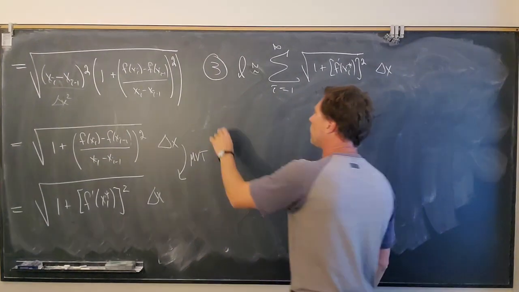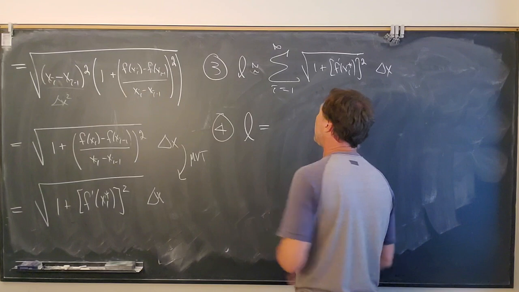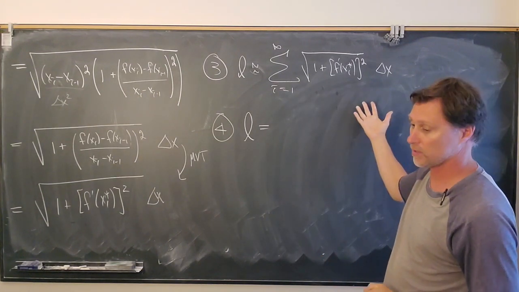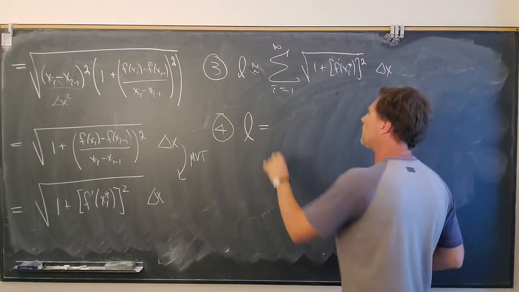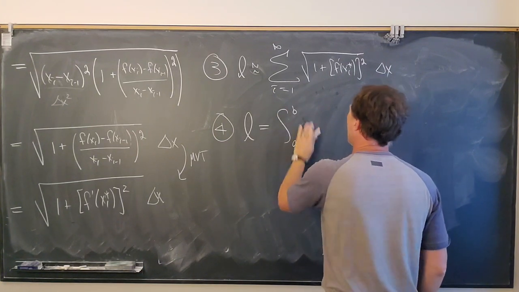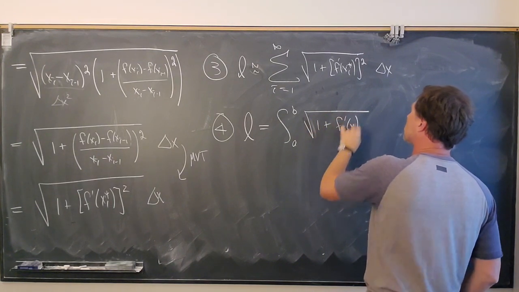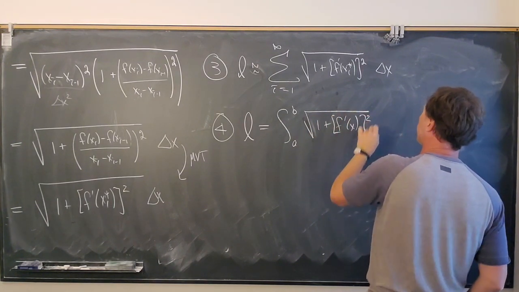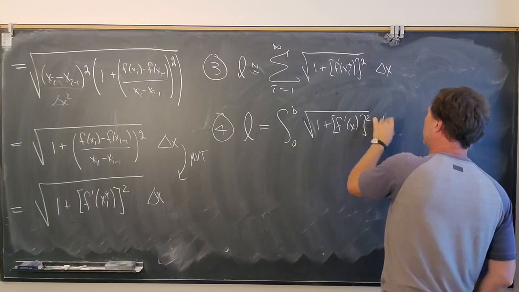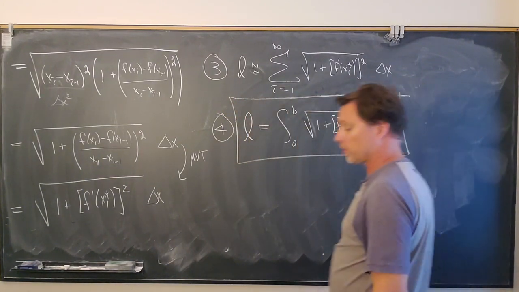So now we all know what to do. As long as that function is continuous, we can say that the length is equal to the limit of the Riemann sum. And in the limit, what you'll get is the integral from a to b of the square root of 1 plus f prime of x squared times dx, right? So there is our arc length formula.